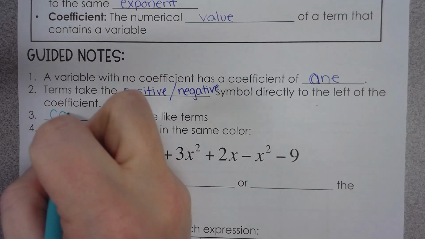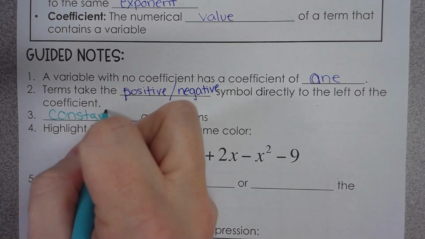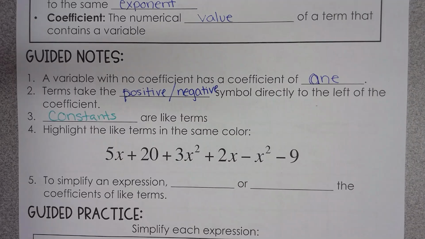All constants are like terms. Constants are the values that do not have variables. They are just your regular numbers. So we're going to highlight the like terms in the same color. Because you don't have highlighters, we're going to circle and we're going to box.